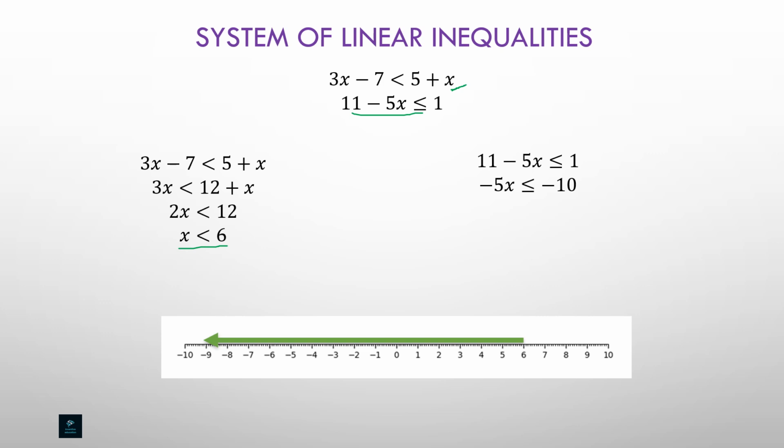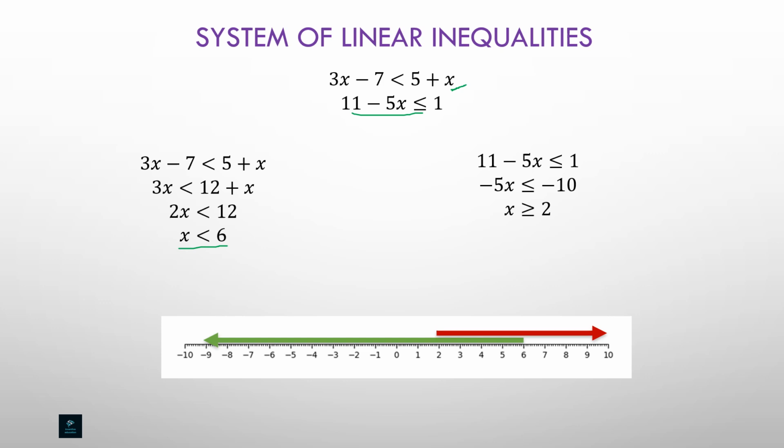We can subtract both sides by 11 and we get minus 5x less than or equal to minus 10. Then we divide both sides by minus 5 and we get x greater than or equal to 2. On a number line, this is represented by all numbers to the right of 2.